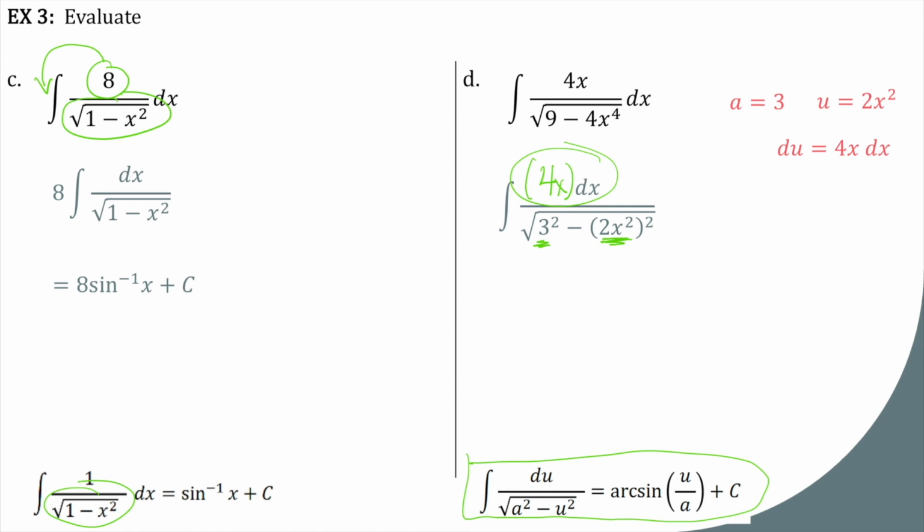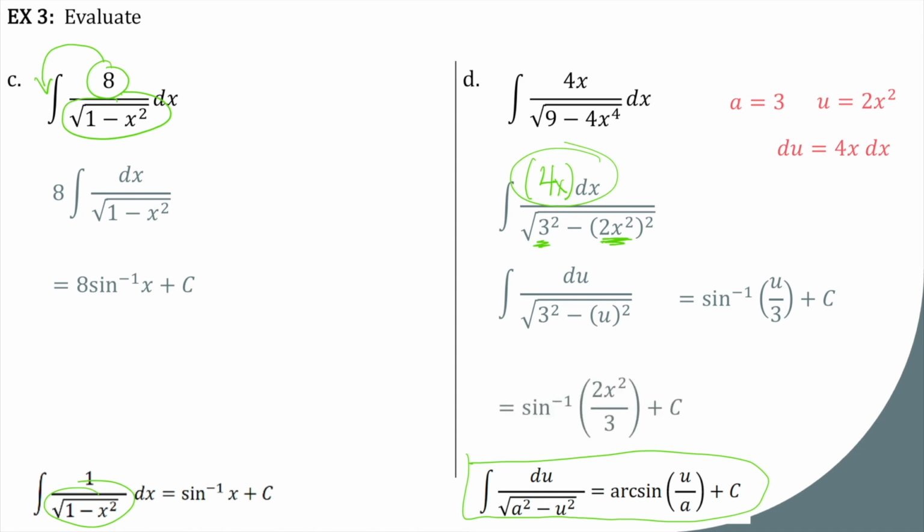And now we could just change everything into the u version and pop it into our formula. Sine inverse u over 3 plus c. But what's u again? U is 2x squared.